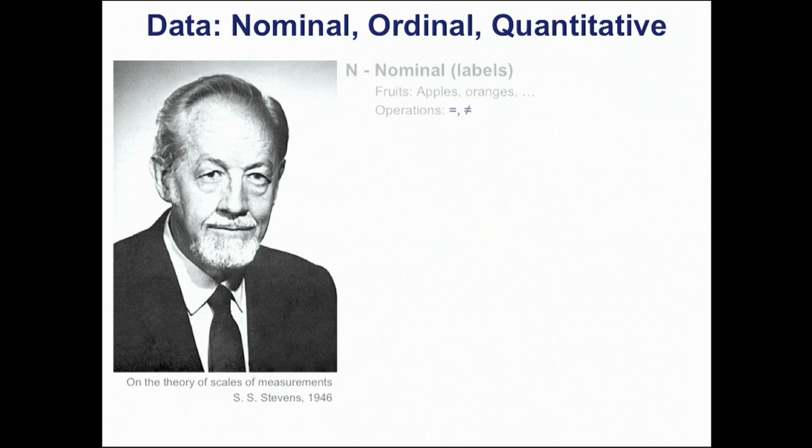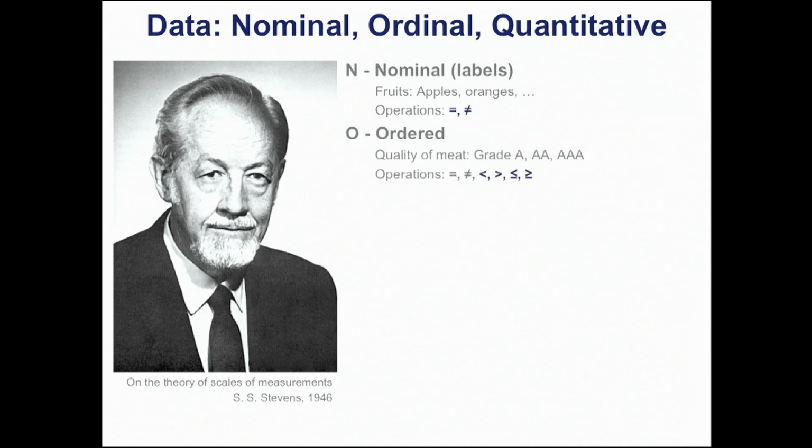So first is nominal data. This consists of categories or labels. Categories of fruit are one example. So you can label a fruit as an apple, an orange, a pear, a banana. And you can compare these values. You can test for equality and inequality. All right? But that's the only way you can compare them.